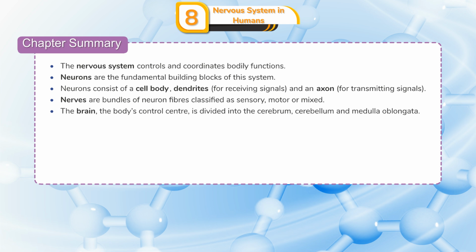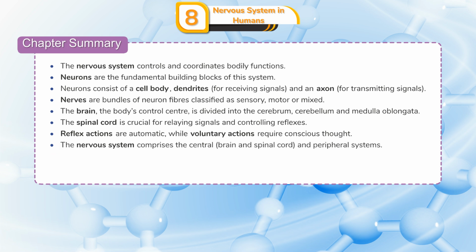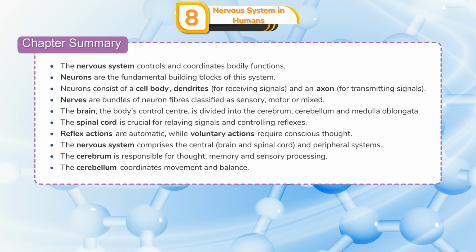The brain, the body's control center, is divided into the cerebrum, cerebellum and medulla oblongata. The spinal cord is crucial for relaying signals and controlling reflexes. Reflex actions are automatic, while voluntary actions require conscious thought. The nervous system comprises the central brain and spinal cord and peripheral systems. The cerebrum is responsible for thought, memory and sensory processing. The cerebellum coordinates movement and balance.